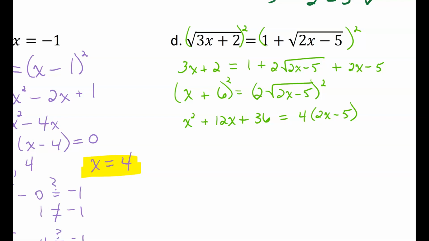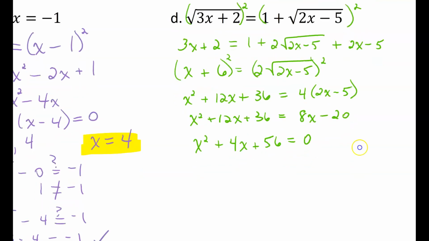All right, so at this point, I'm going to distribute the terms on the right side, and collect everything on one side to make it a quadratic. The left side right now doesn't change. And on the right side, I have 8x minus 20. So collecting everything, subtracting that 8x from both sides, I get x squared plus 4x, and then adding the 20 to both sides, I get plus 56 is equal to 0.